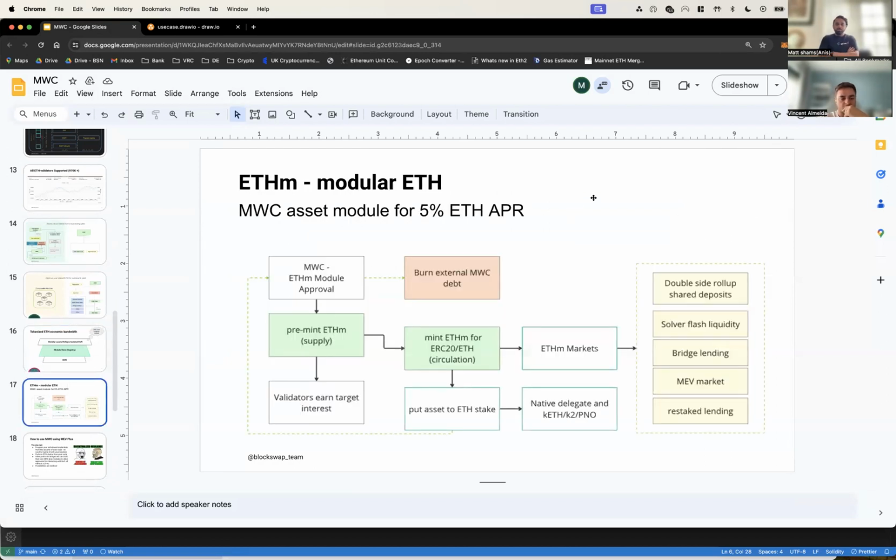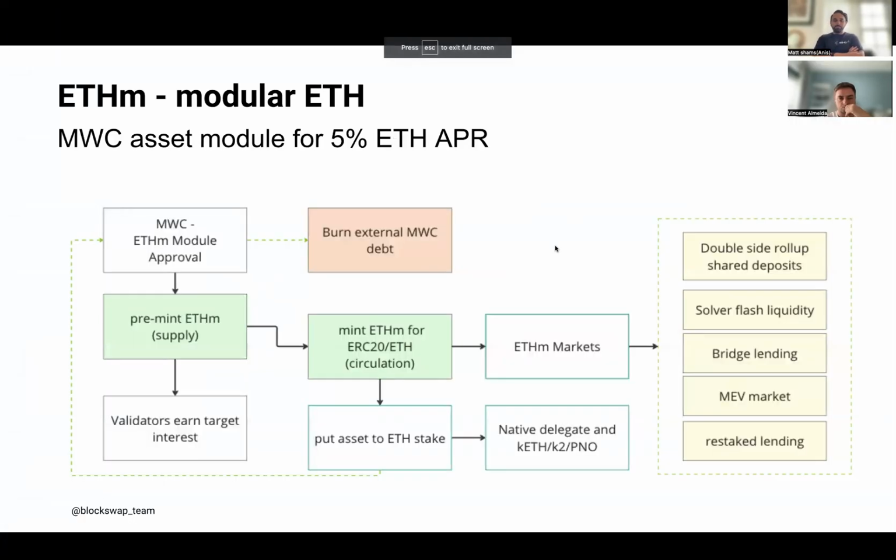Right. So this is a use case where modular ETH, where you mint an ETH that could be used for other markets. We're just going to abstract it and stay at the high level of how ETHm works from the rollups and all the use cases. But the important factor you have here is 3 tiers, right? As I said, 0, 1, 2. You have a monetary base at MWC approvals, and you can pre-mint a faucet of ETHm like WAPT. And this can be brought into circulation.